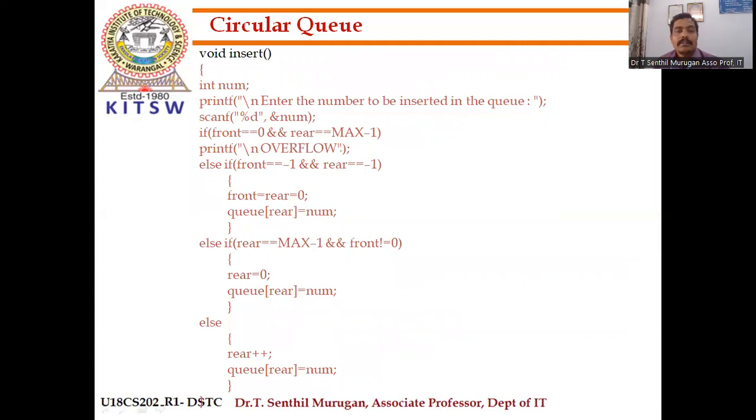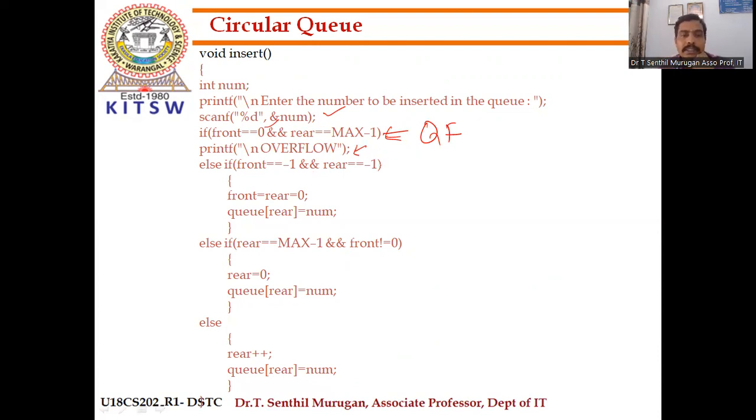For the insert operation, what are we going to check? We will take one value to insert. We have to check whether front is equal to 0, that means it is pointing to the first value, and rear is pointing to the last value. So the entire queue is full. This condition is Q is full. Q full means we will print overflow.